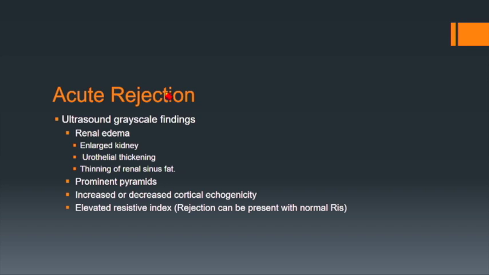So there are some features on grayscale ultrasound. You might see features of renal edema. The kidney may be big. You can get thickening of the collecting system, thickening of the urothelium, and you get thinning of the renal sinus fat. The pyramids may become more prominent, and you may see increased or decreased cortical echogenicity. The resistive index can go up, but remember that rejection can be present with normal RIs.